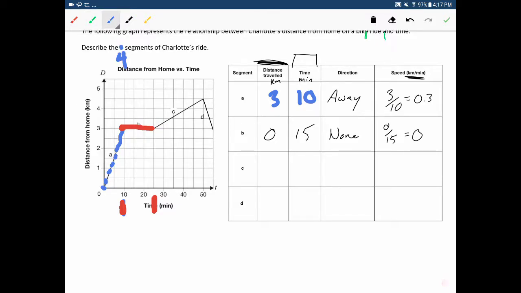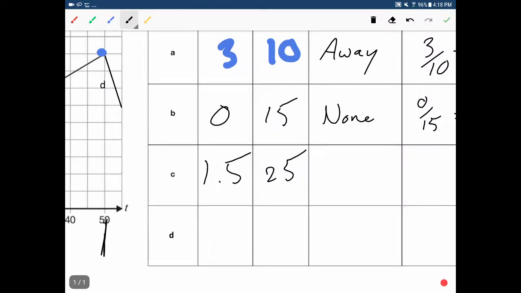All right. So then we move on to segment C. Let's just use blue. So she starts in that same spot, and all the way until 50 minutes, she is going to be moving. Now you'll notice she's going a lot slower. You can tell she's going slower because this line's not as steep. So she goes from 3 kilometers away up to 4.5 kilometers away. That means she traveled a total of 1.5 kilometers. And it took her from 25 minutes to 50 minutes, which tells us that it took her 25 minutes. Her direction, well, she's getting further. Again, that number is increasing. She's getting further away.